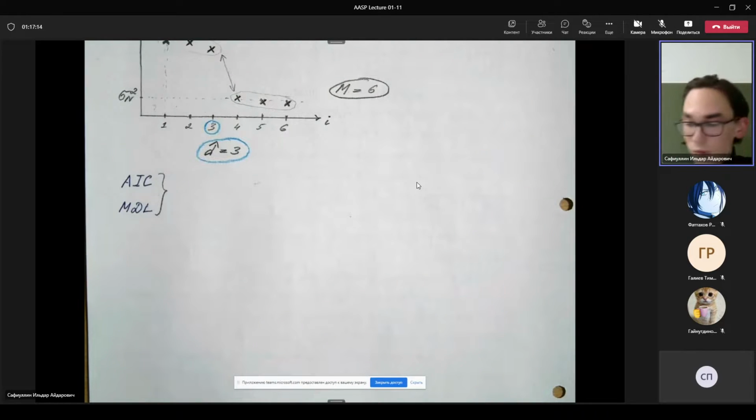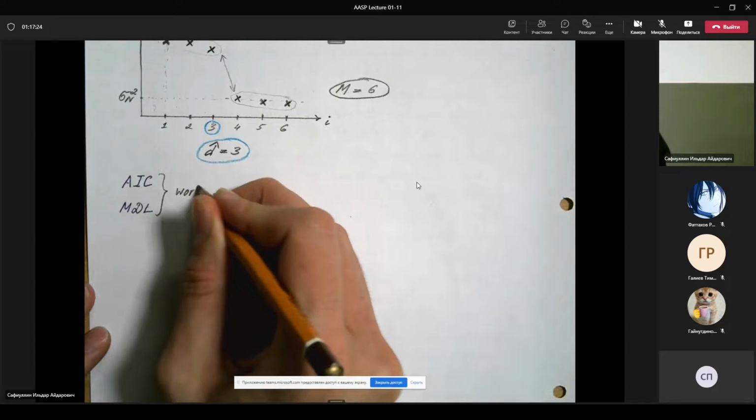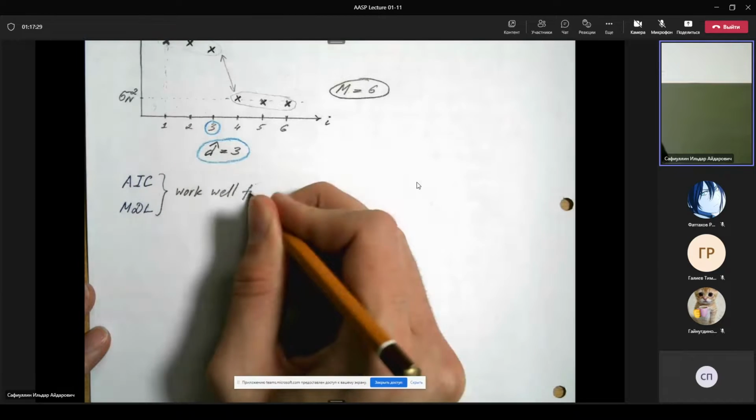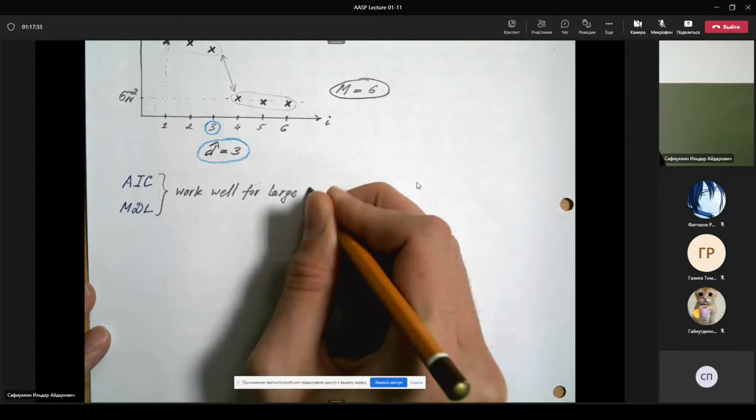work well for large N, so the number of time snapshots. So they work well for large N.